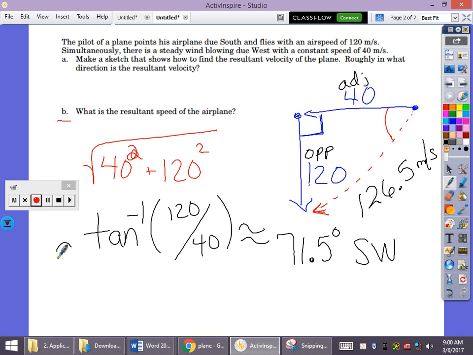So this is A. This was B. We did B first. B was the 126.5 and A was 71.5 degrees southwest. Question? No, the speed is this 126.5. Because question A said, roughly in what direction is the resultant vector? So the angle is the direction, and this is the speed. Yes?